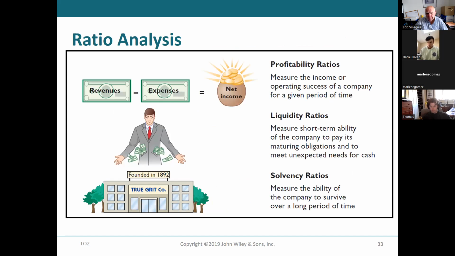We're going to have profitability ratios. They measure the income or operating success of the company over a period of time. Liquidity ratios means that the company is trying to figure out if they have enough money to pay its maturing obligations and its current cash needs. And solvency discusses the long-term survivability of the company.